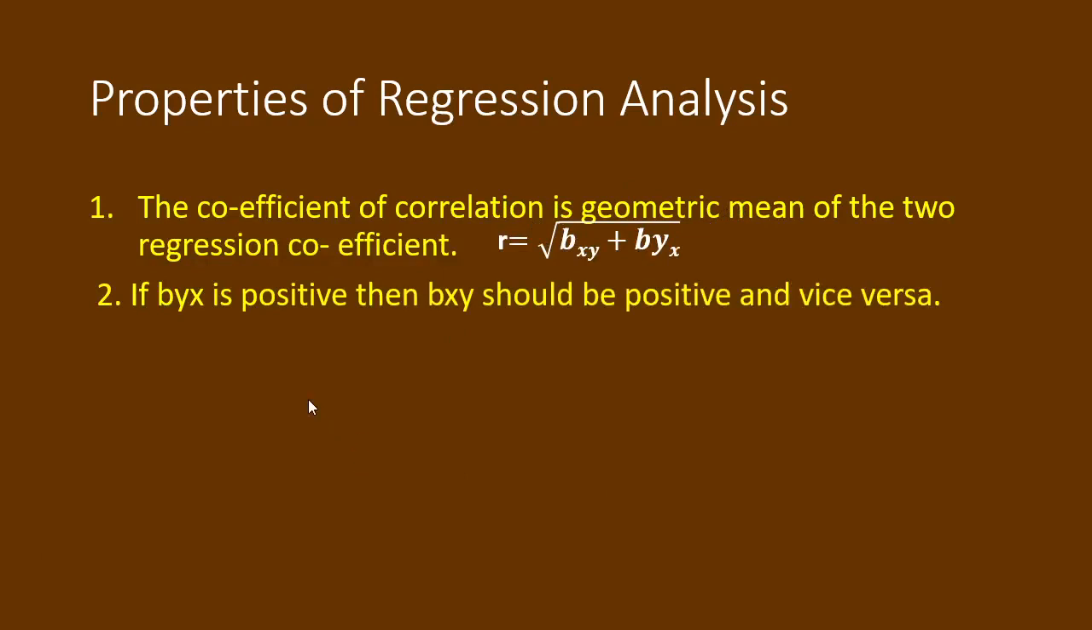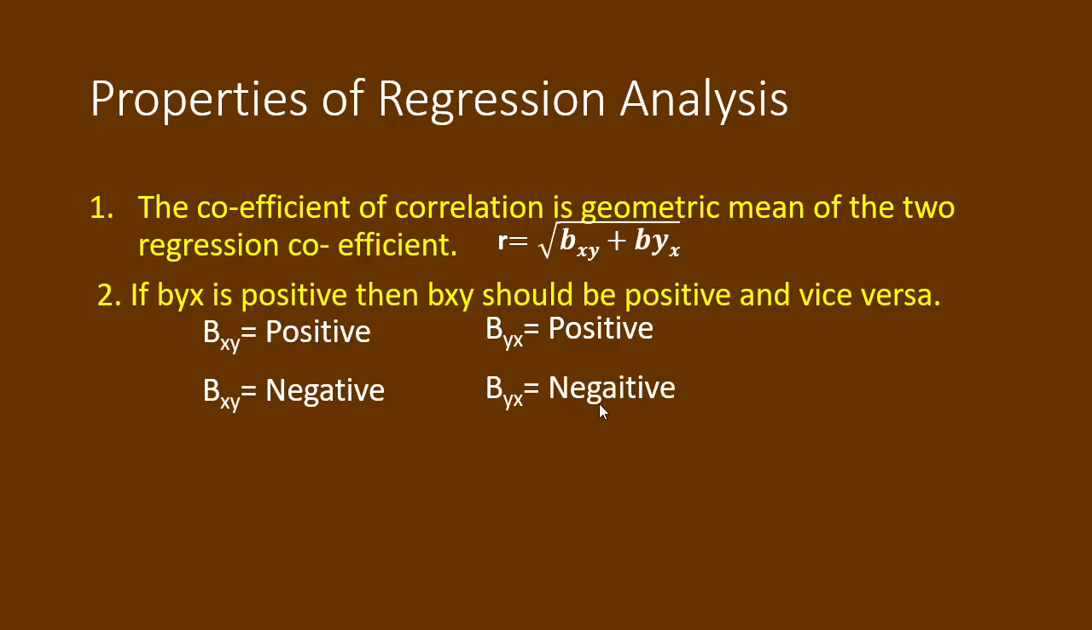And the second property is if byx is positive, then bxy should be positive and vice versa. So both the regression coefficients should have the same sign, either positive or negative. If bxy is positive, automatically byx should also be positive. And if bxy is negative, automatically byx should also be negative.